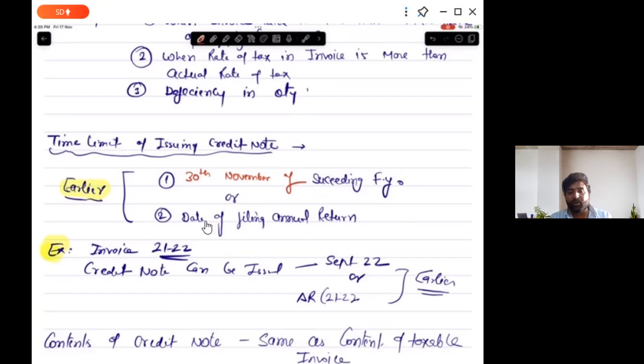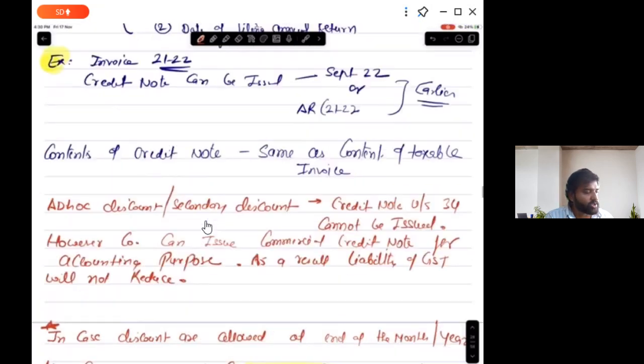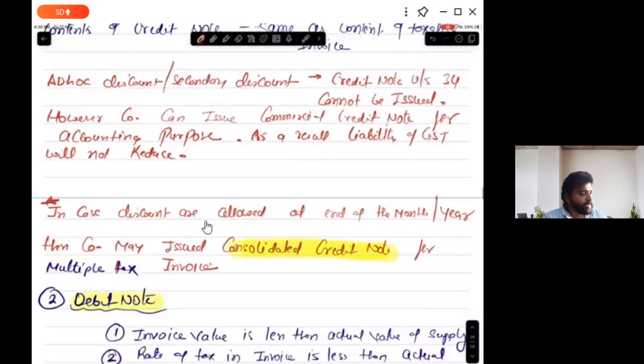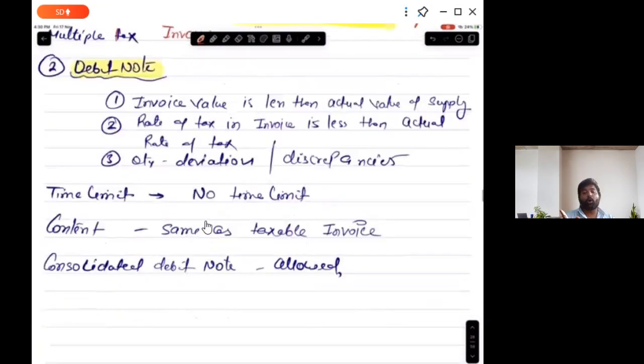Or if I am filing the annual return before that, of course, after filing the annual return I can't do any adjustment of that financial year. So for the financial year in which I issued the invoice, if I have to book a sales return, give a discount, reduce the tax rate, or make any change in that invoice, I will be issuing a credit note and the time limit is 30th November or annual return, whichever is earlier. Very good. Contents are exactly the same. And debit note is the complete opposite of credit note.